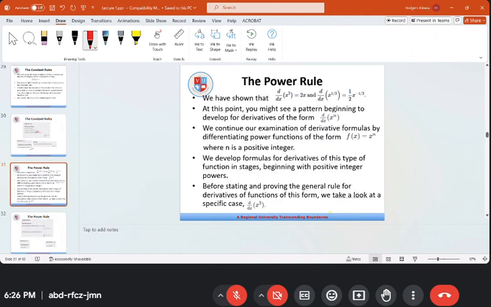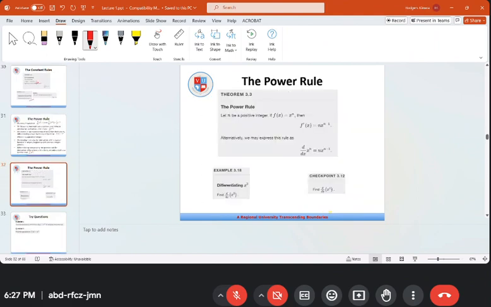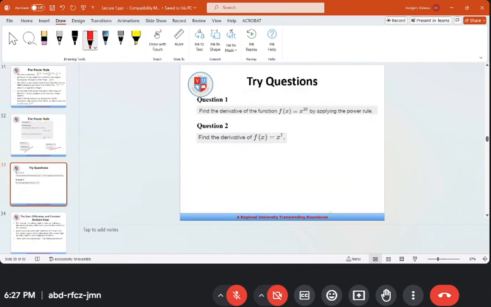When I talk about the power rule, it is well explained. There are examples here. There is another example here, and another example here. Same thing. People have not done this. Now, how do you expect me?